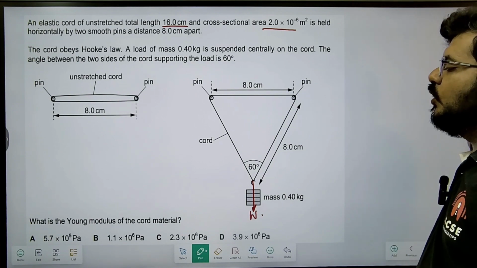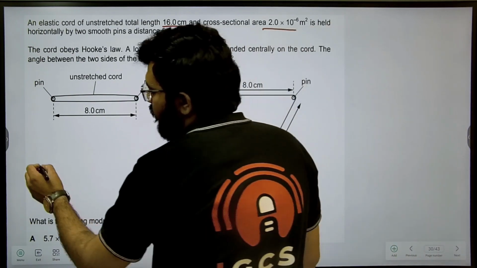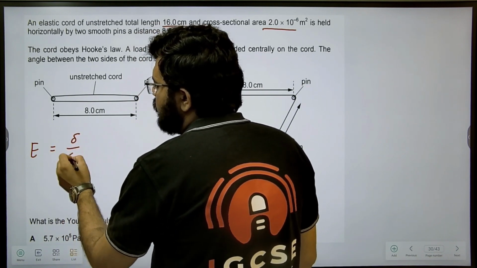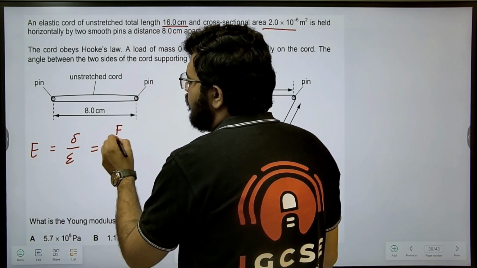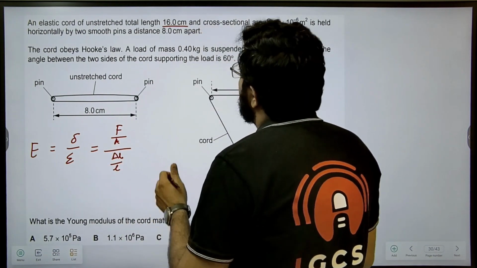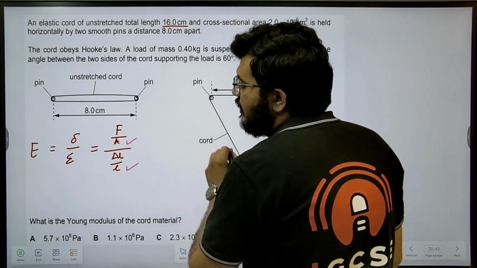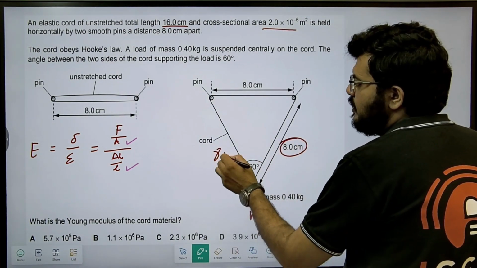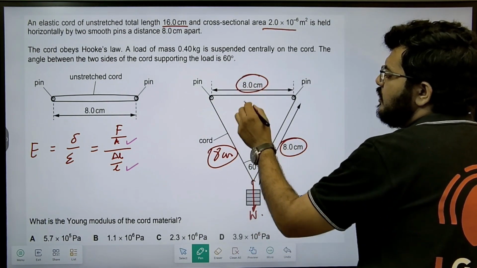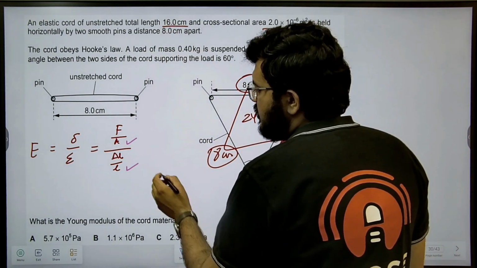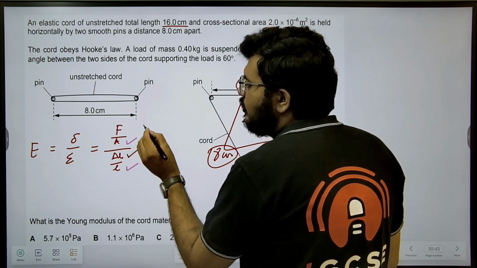What is Young's modulus of the cord material? We know that Young's modulus is equal to stress upon strain, which is equal to F by A upon delta L by L. Now area is given, L is given. Let's find delta L. This is 8, this is also 8. So the total is 24 and the original length is 16. So we have calculated this.